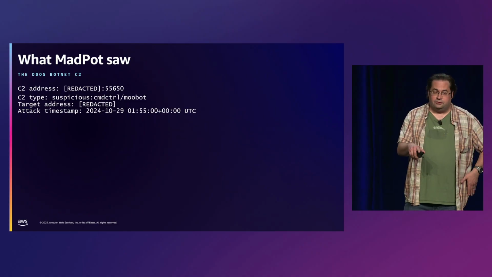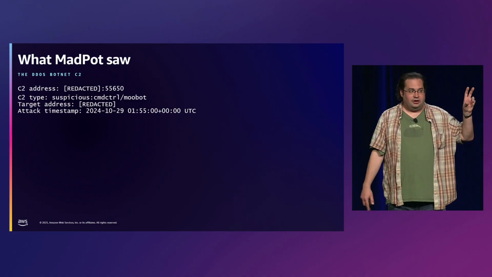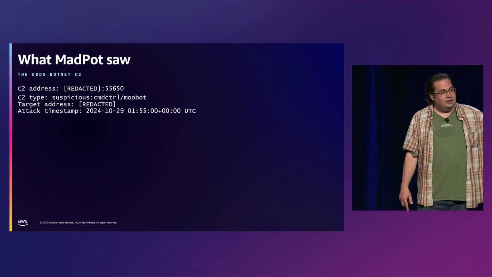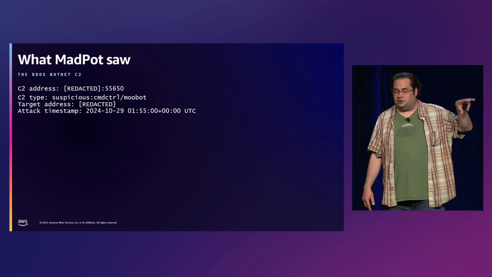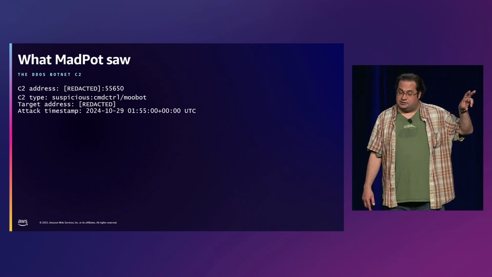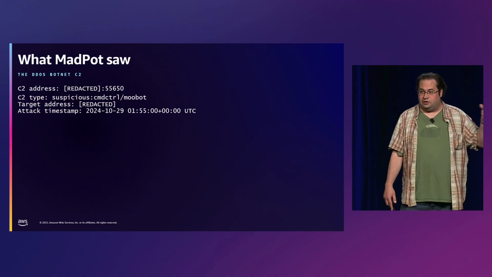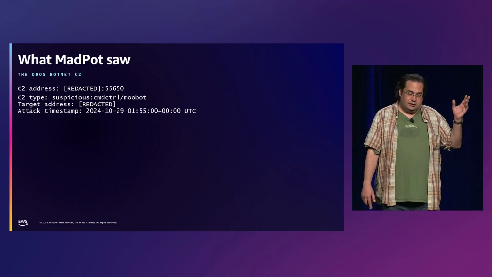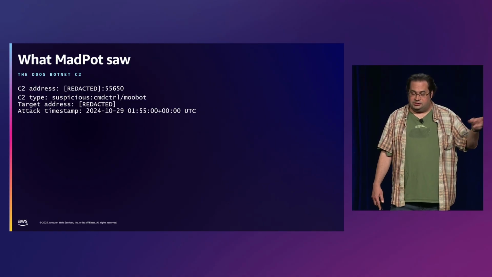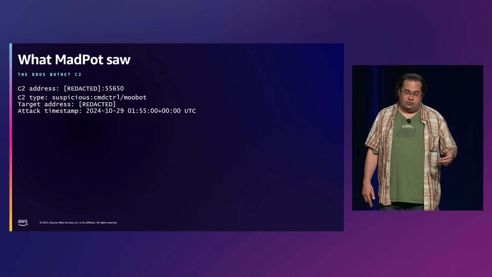I think another aspect too is here's what we saw from this, an excerpt of our MadPot botnet C2 tapping infrastructure, where it shows here's the C2 IP address, here's the particular TCP port that it's living on, here's the botnet C2 type based upon fingerprinting the actual protocol. In this case, it was MuBot that generated that attack, and the target address, and gives us a timestamp.